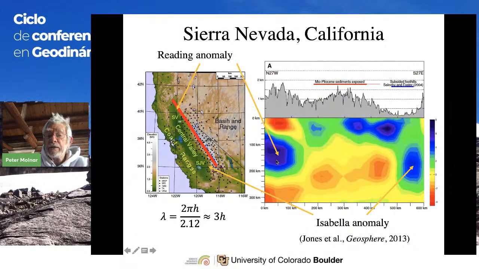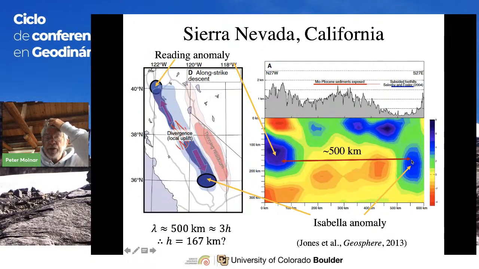So if we go back to the Sierra Nevada, and we have these 2 blobs that are sinking, the distance between them we could see as a wavelength. 500 kilometers would be the wavelength we would use. And if we say that's the wavelength, and we assume this relationship that the wavelength is 3 times the thickness of the layer, we get a rather thick layer, 167 kilometers. 167 kilometers would be here. We don't have a layer that's that thick. This is too thick. So something is wrong.